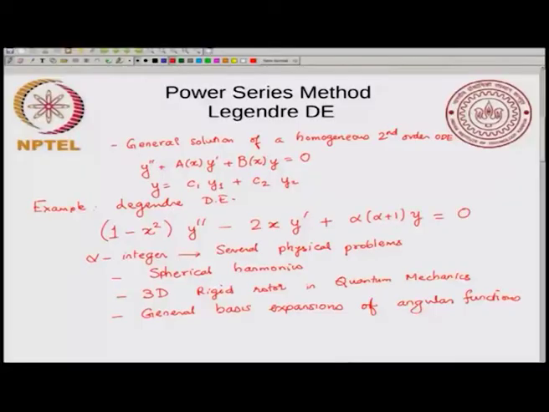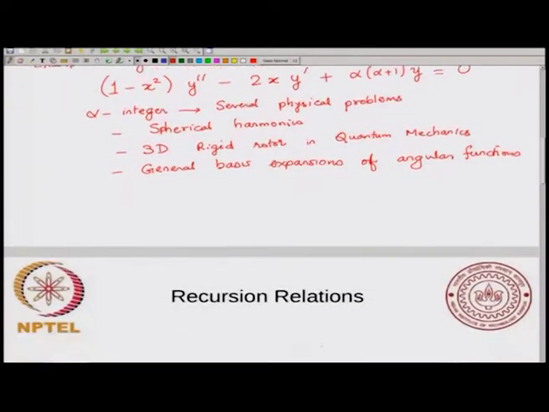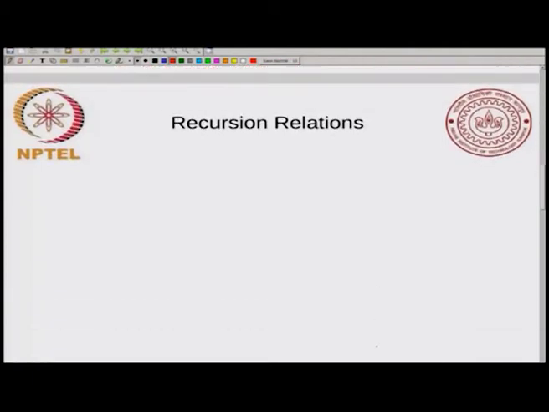Now, what is the power series method? What are the steps in the power series method, and keep in mind that we want to solve the Legendre differential equation. I will just list the various steps. The first step: I will write the equation again, (1 minus x square) y double prime minus 2 x y prime plus alpha (alpha plus 1) y equal to 0. The steps are, the first one, use a trial solution.